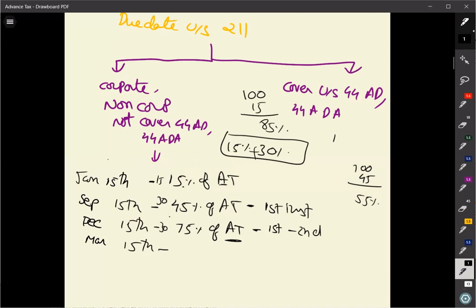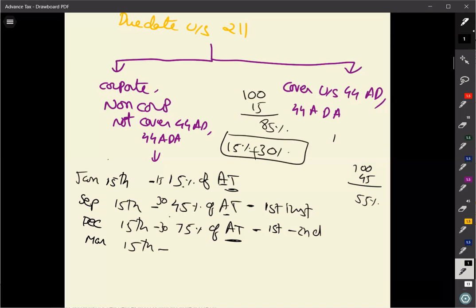So ultimately, what is happening? This amount of advance tax and this amount of advance tax may not be the same, because revision of income has happened. So ultimately, tax may change. So that's the reason you are having a differential. So this amount is the total. Of this, already I had paid something. So what we are doing? We are reducing that.